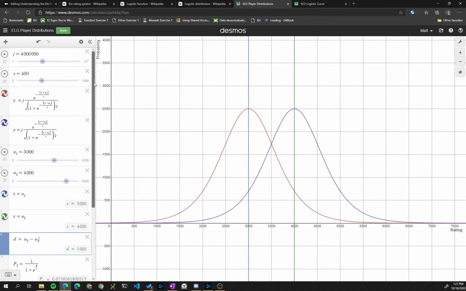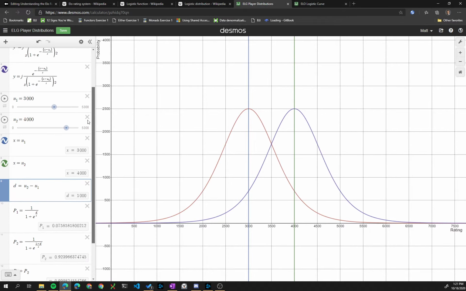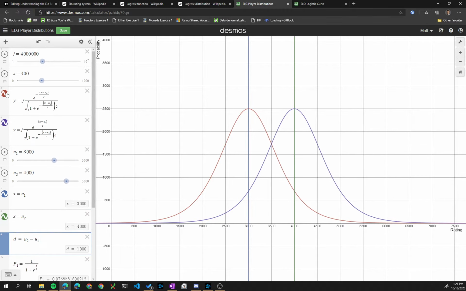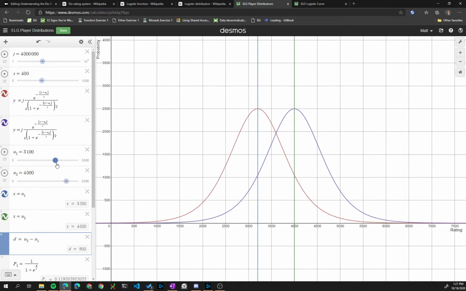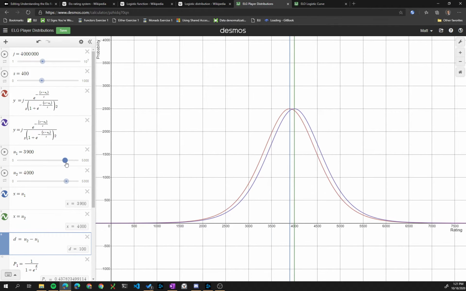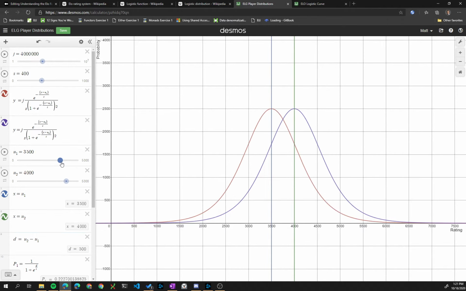We have equations and variables on the left, and they're plotted on the right. You can see we have two distributions or functions. I have a red one, which represents player 1, and a purple one, which represents player 2. And I've just drawn two vertical lines to make it easier to visualize the center point of these distributions. And you see I can slide and control the average of player 1's skill, and we'll see how that affects the expected outcome.